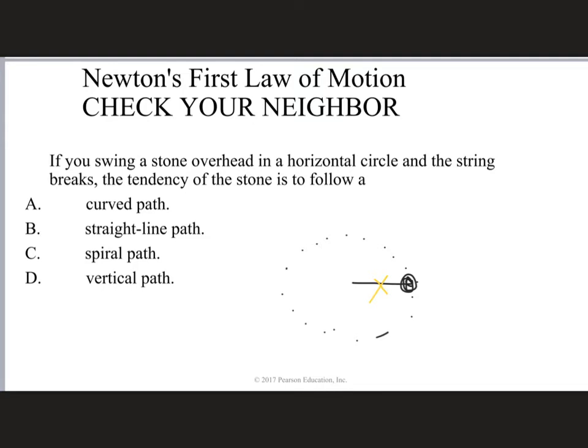And so at the moment the string breaks, what's going to happen to the stone? Which direction is it going to go? Is it going to keep following the circle, the curved path? Is it going to move in a straight line? Is it going to move in some kind of spiral path? Which way is it going to go? Is it going to go in some sort of vertical path? That would mean literally the stone is coming out of the screen towards your face as you're watching this video. That would be like a vertical motion since this is a horizontal circle. Probably it's not going to do that. But what is it going to do?